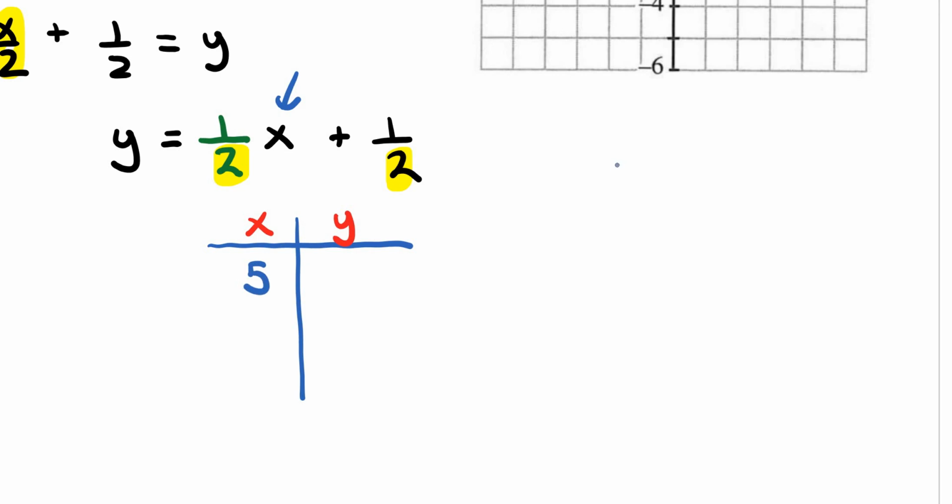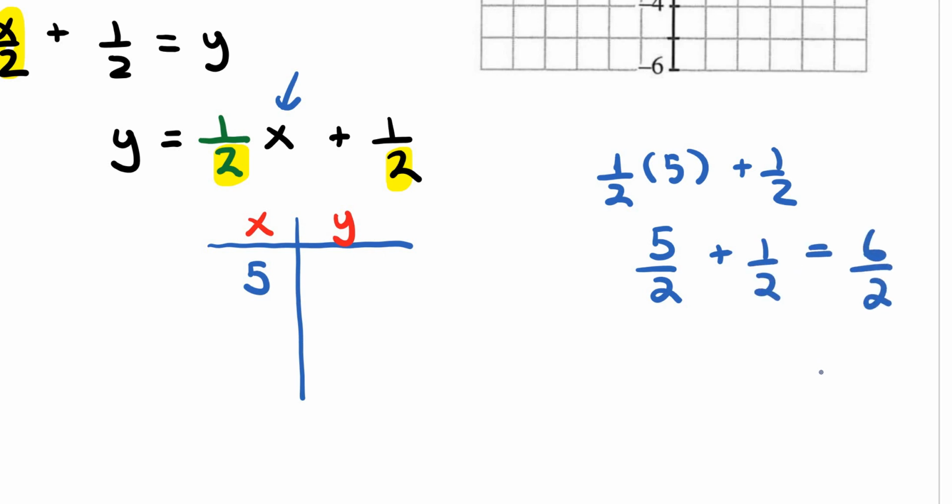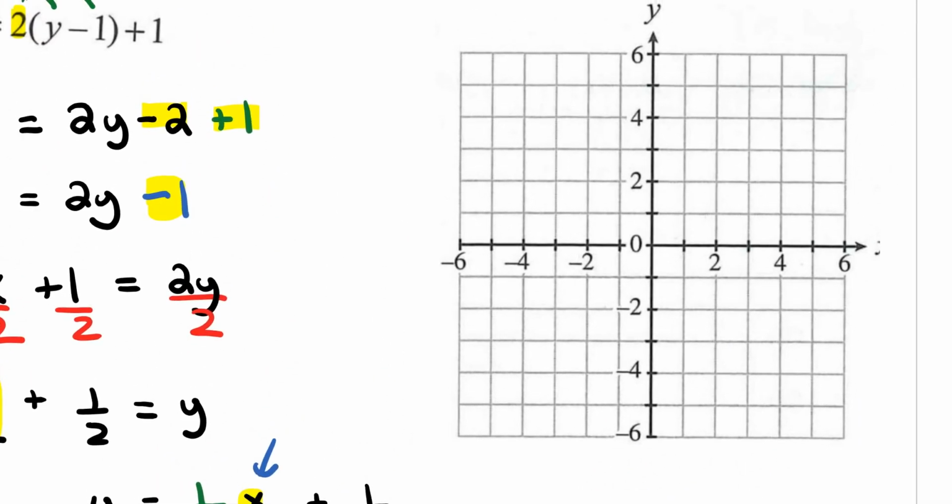If I let x be 5, my equation is going to be 1/2 times 5 plus 1/2. And 1/2 times 5 is 5 over 2, plus 1 over 2. That gives me 6 over 2, and 6 over 2 is 3. Okay, so it's really important that you think about the numbers and let x be 5. If x is 5 and I add 1/2 to that result, we get a nice answer of 3, right? So let's go to my graph now and find the point (5, 3). So here's 5, and here's the point (5, 3).